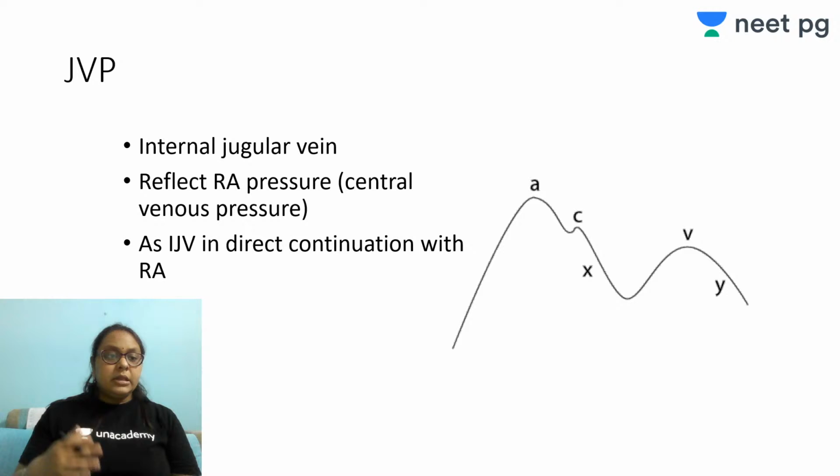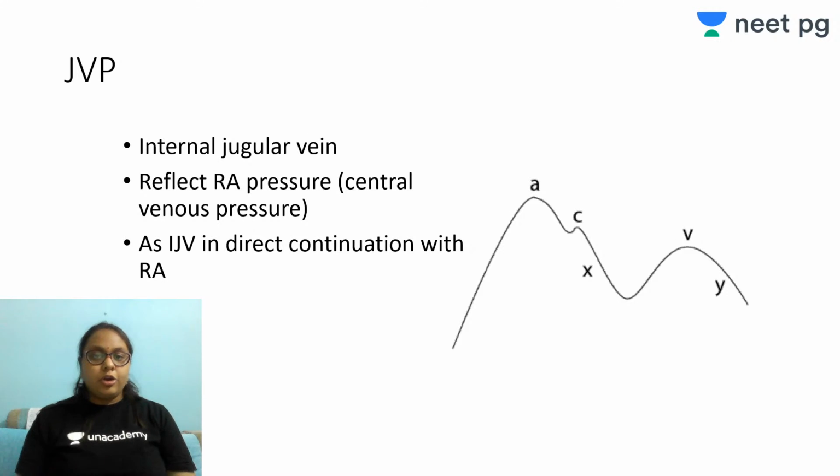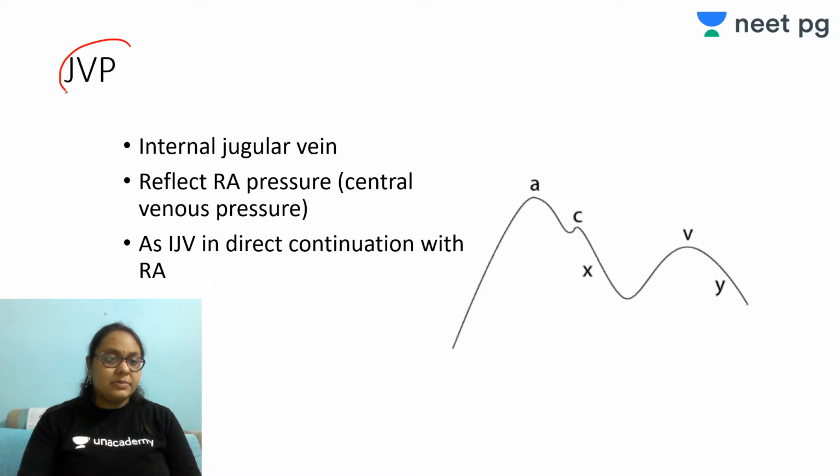Now coming to the next important topic of today, that is jugular venous pressure. For this jugular venous pressure, we normally use the internal jugular vein.